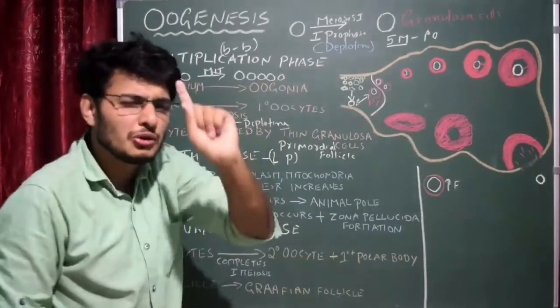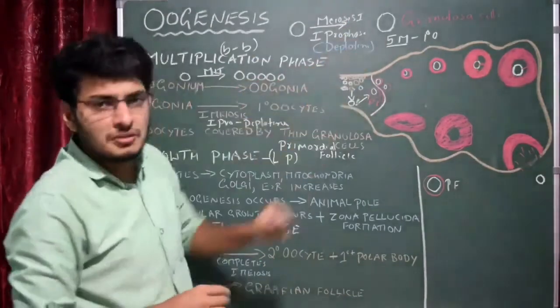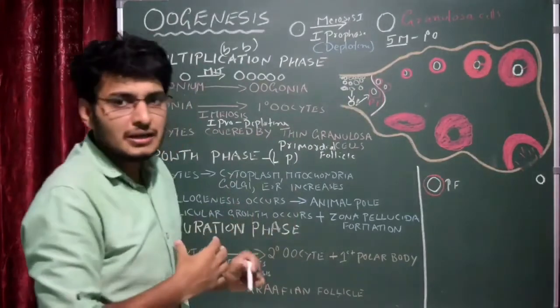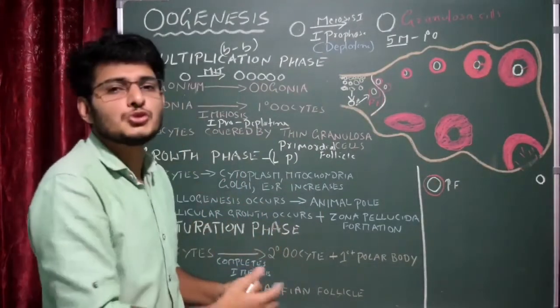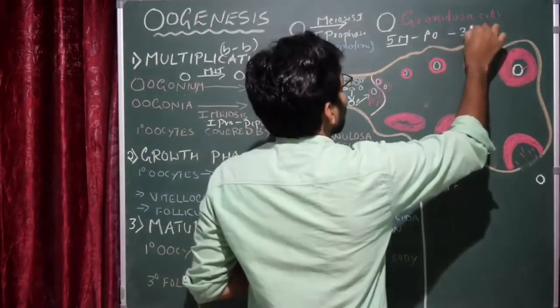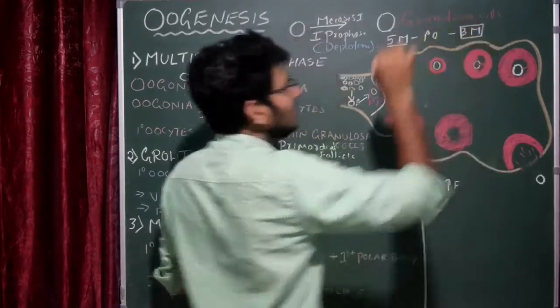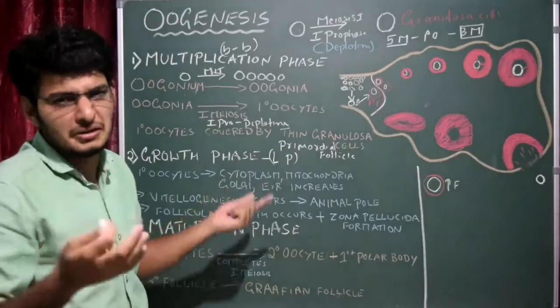Now let us talk about only, I said like 5 million. At the time of birth, what happened actually? Out of 5 million primordial follicles, they degenerate and reduce to around 3 million. So at the time of birth, how many primordial follicles will be there? Around 3 million. That means 5 million is not necessary, it's too much.